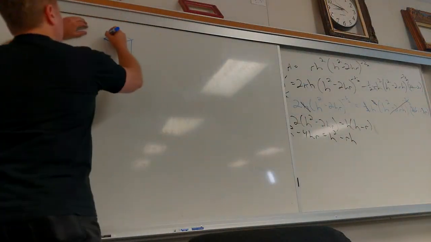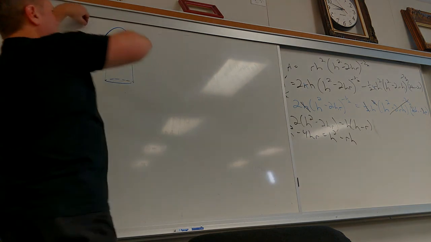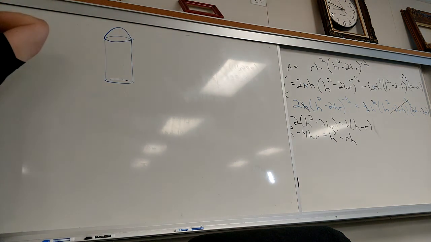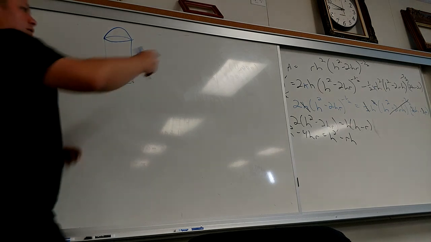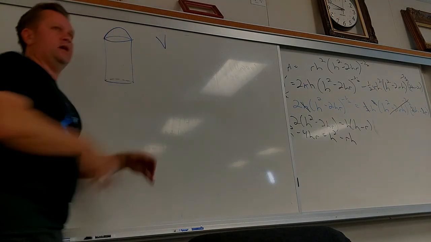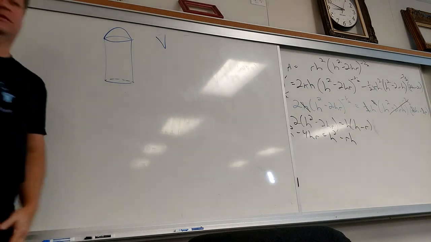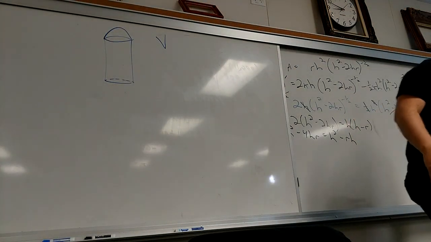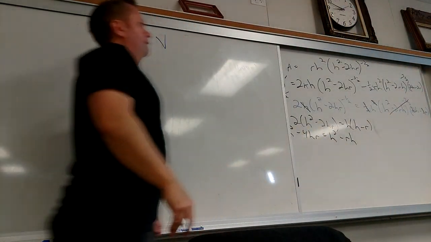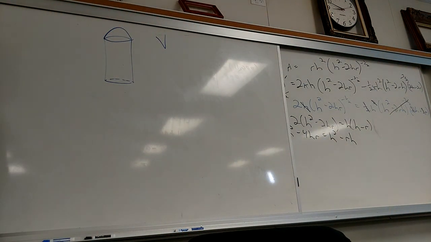So I'm going to put on top of this a hemisphere. I'm going to make a little trash can. And they tell me the volume is V. So what are the important dimensions up here?